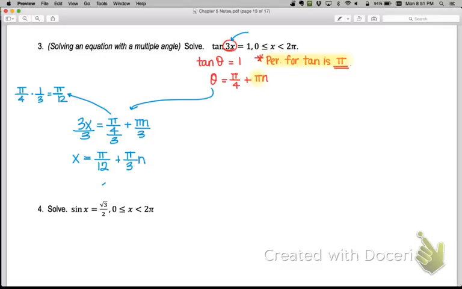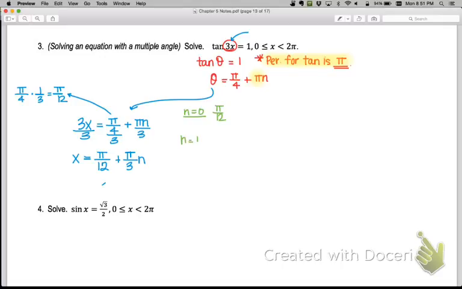Okay, so here's where this gets a little bit tricky. We didn't really see any like this yesterday, but because we want to know all the values between 0 and 2 pi where this would work, we need to plug in multiples of n until we get a value that exceeds 2 pi, and then I know that I am finished. So this is what we're going to do. We will start with when n is equal to 0. If n is equal to 0, that's just going to give me pi twelfths. So that's my first answer.